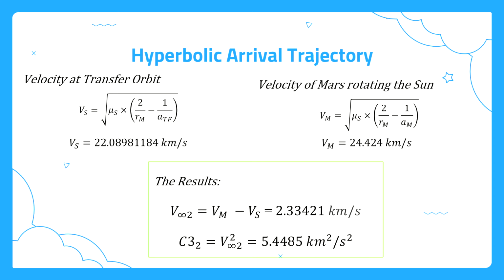The Vs obtained here is about 22.1 km per second, and Vm is calculated as 24.424 km per second. We obtain v infinity 2 of the hyperbolic arrival trajectory of 2.33421 km per second. We can also calculate the energy needed to enter the sphere of influence of Mars by taking the square of v infinity 2, which is 2.334, and we obtain 5.4485 kilometers squared over second squared.